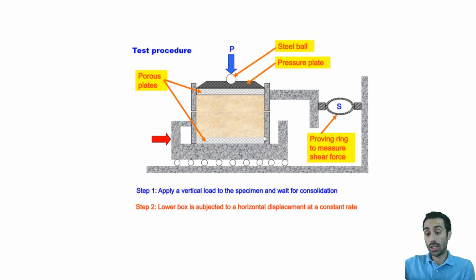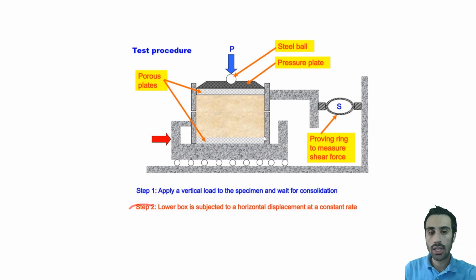Remember, what is consolidation? When we load something, consolidation is the expulsion of water from the void space. So what leaves in consolidation is water. Whereas compaction is the expulsion of air from the voids. So in compaction, it's air that leaves the voids; in consolidation, it's water that leaves the voids. Just know that difference there.